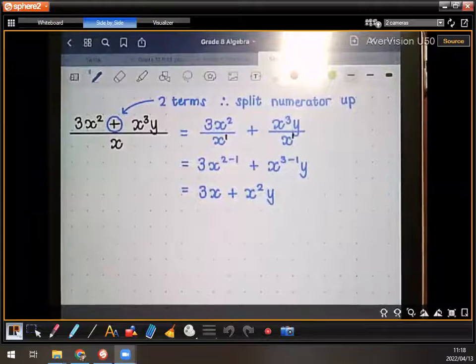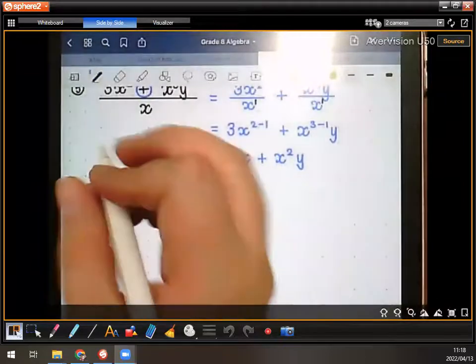Again, guys, it's saying adding. So I'm not going to now change this plus to a times so that I can put them all together. That is the final answer. Okay, they're not like terms, so I can't add them together. Okay, I'm going to do one more just so that you are all sure of what's going on here. So number 6.